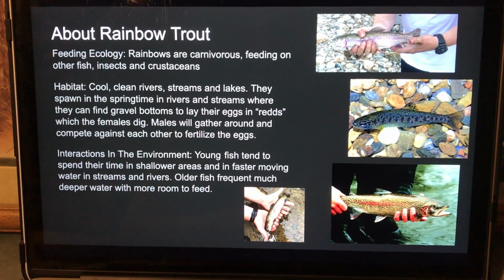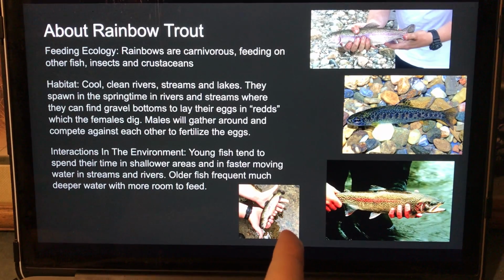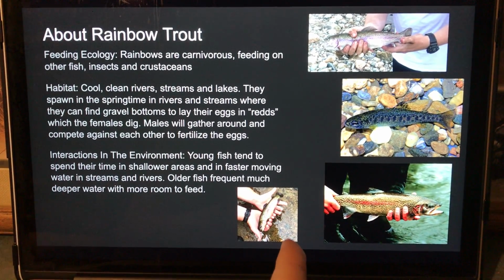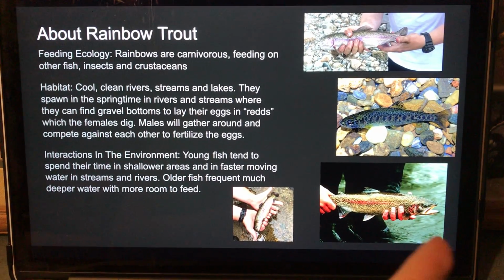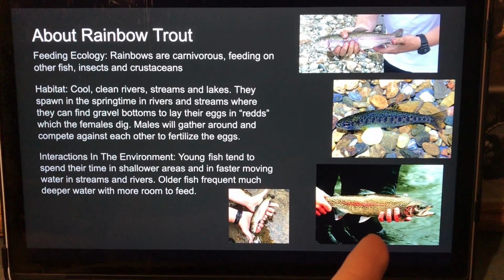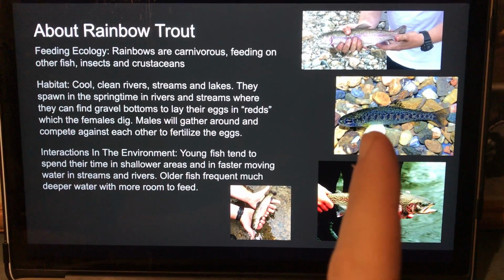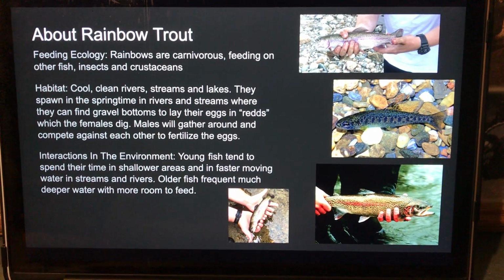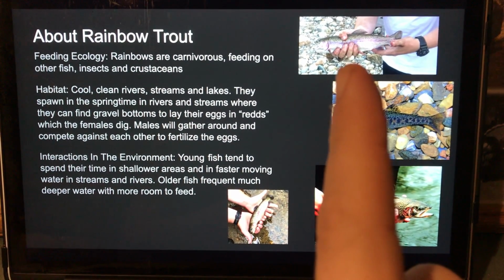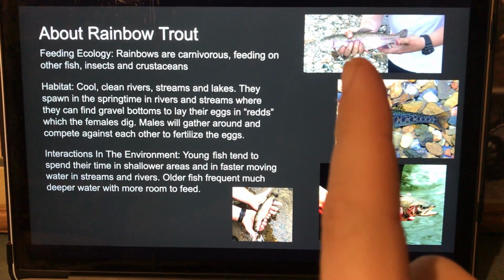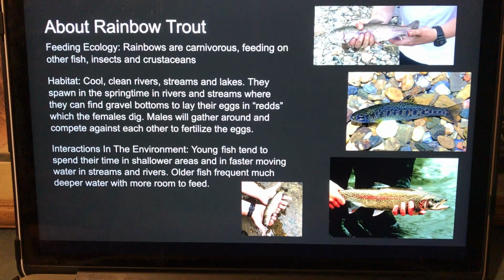So here is another rainbow that I believe one of my friends caught. I can't remember if that's my watch or his watch. And then here's another picture of an adult rainbow. There's a juvenile rainbow. You can see the parr markings of the juvenile up there. And that is the biggest rainbow that I've caught. It was actually off of the rock that my dad taught me how to fish off of. So that was pretty cool.